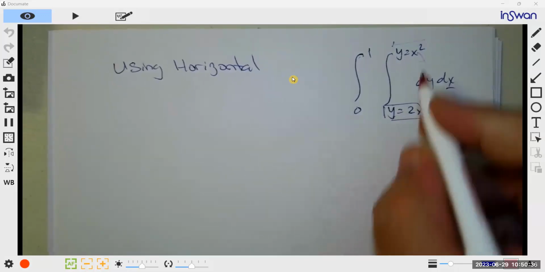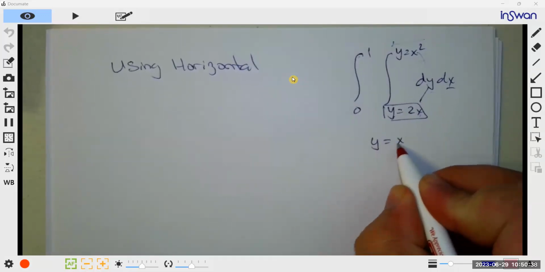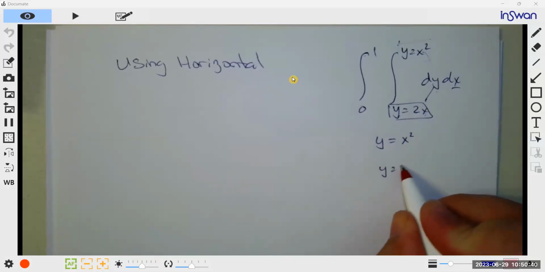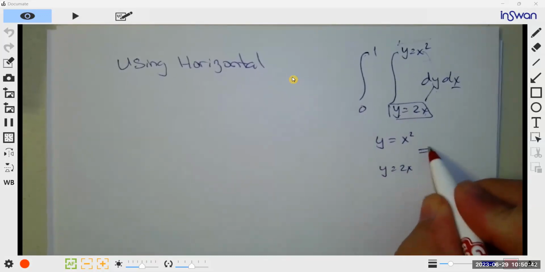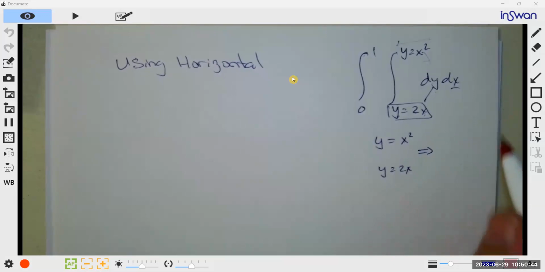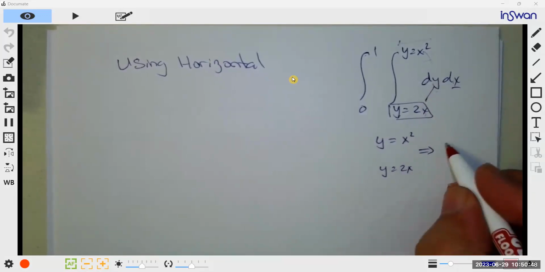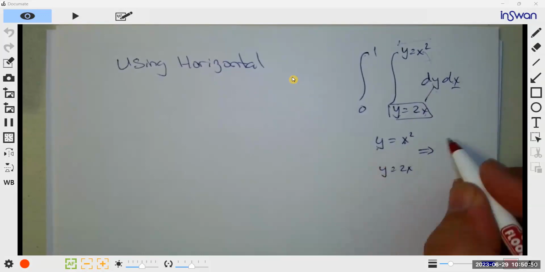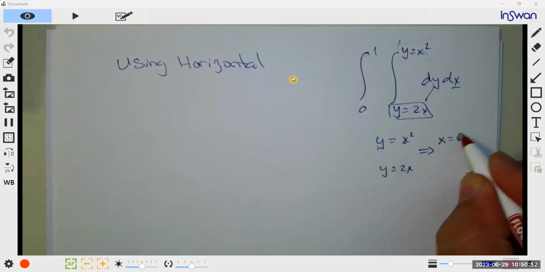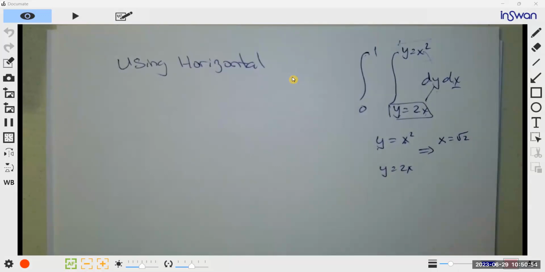The easiest way to do that is take both of those equations and solve for x. Because if we're going to reverse these, we have to have a function with respect to x. So solve for x for this one, we get x equals square root of 2. And for this one, x equals y over 2.